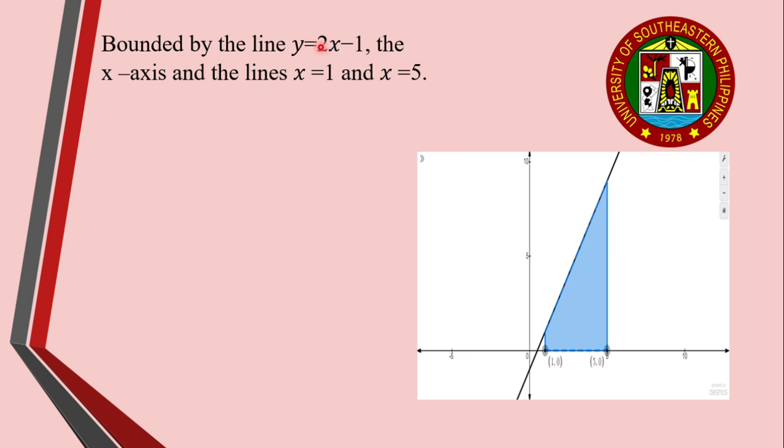y is equal to 2x minus 1, and the x-axis and the lines x is equal to 1 and x is equal to 5. As you can see here from our function, it is a linear function. When we say linear function, it is a line. So what our task here is to find the area from the interval only of 1 to 5.